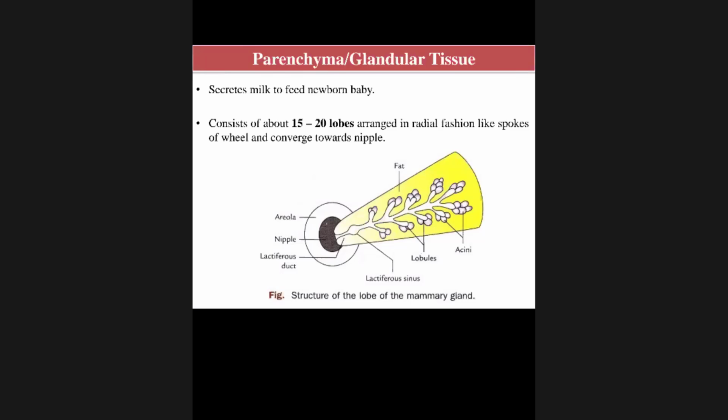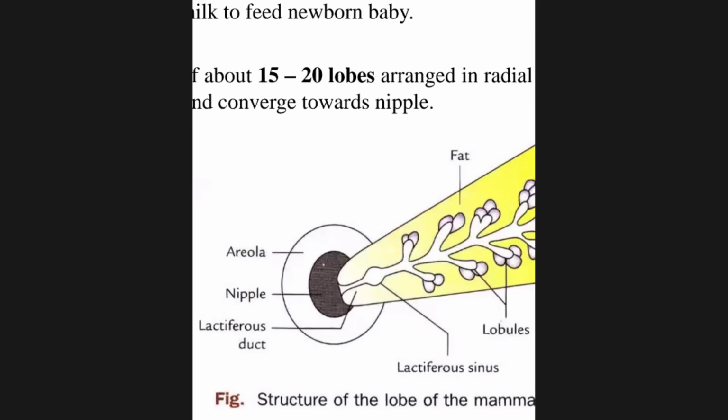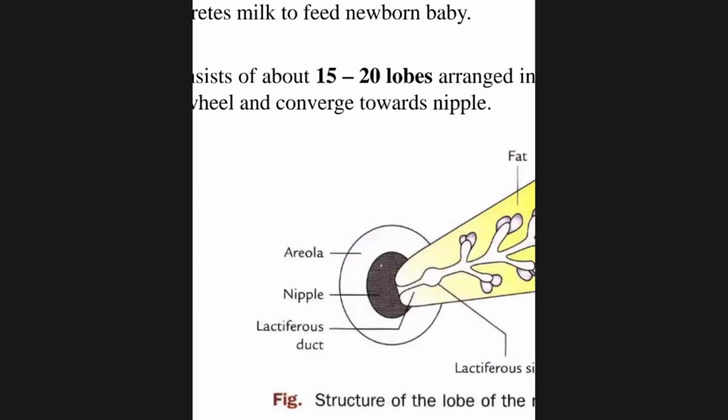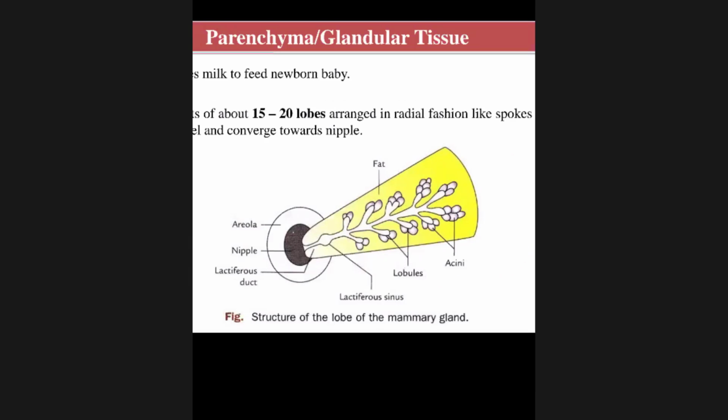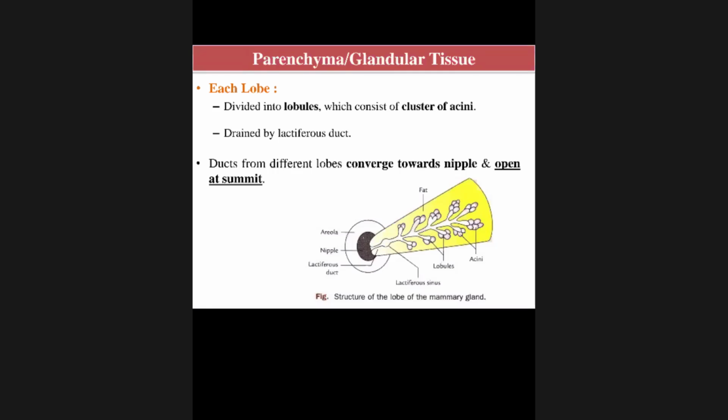So the parenchyma consists of 15 to 20 lobes, and they are arranged in the radial fashion like the spokes of a wheel, like the spokes of a bicycle. We can see here in this picture the lactiferous duct, the lactiferous sinus, and then the lobes and lobules. Inside a lobe there are many lobules, and acini is the functional unit of any gland. Each lobe is divided into lobules, which consist of a cluster of acini.